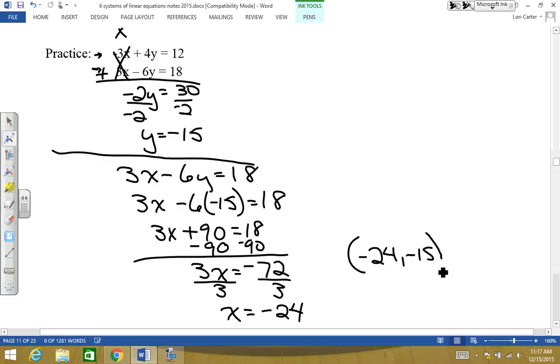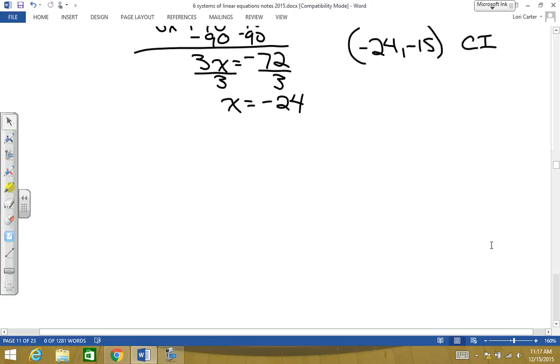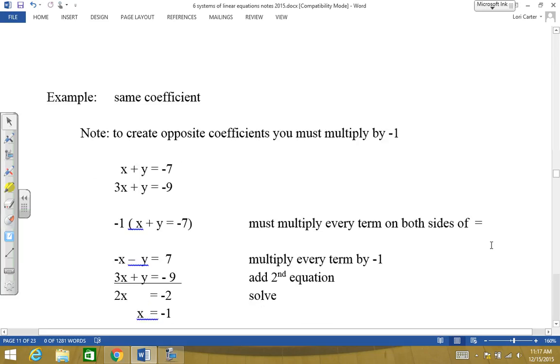See, that's what I had. What kind of lines? Consistent, independent. Good job. Thanks, Mrs. Carter, for ruining all my practice.